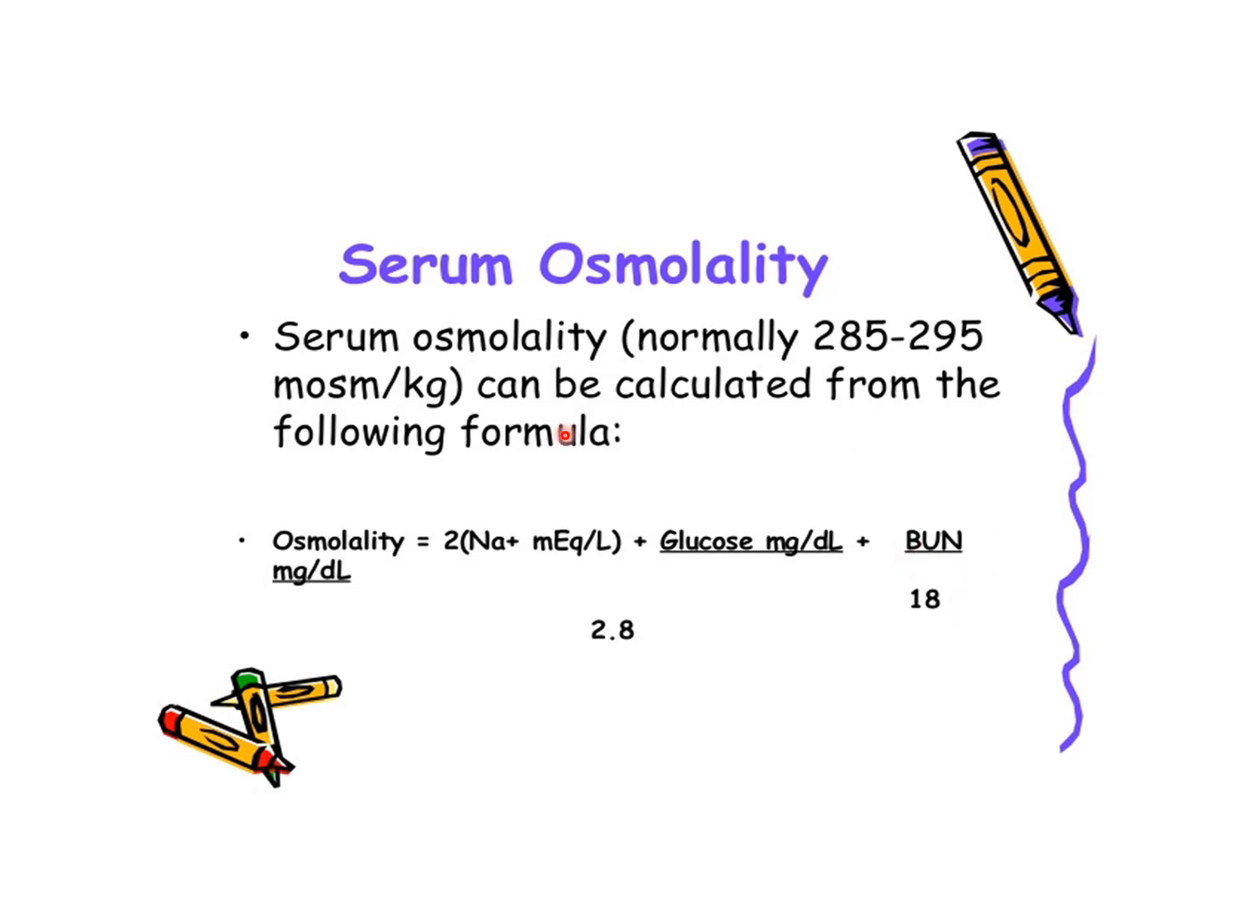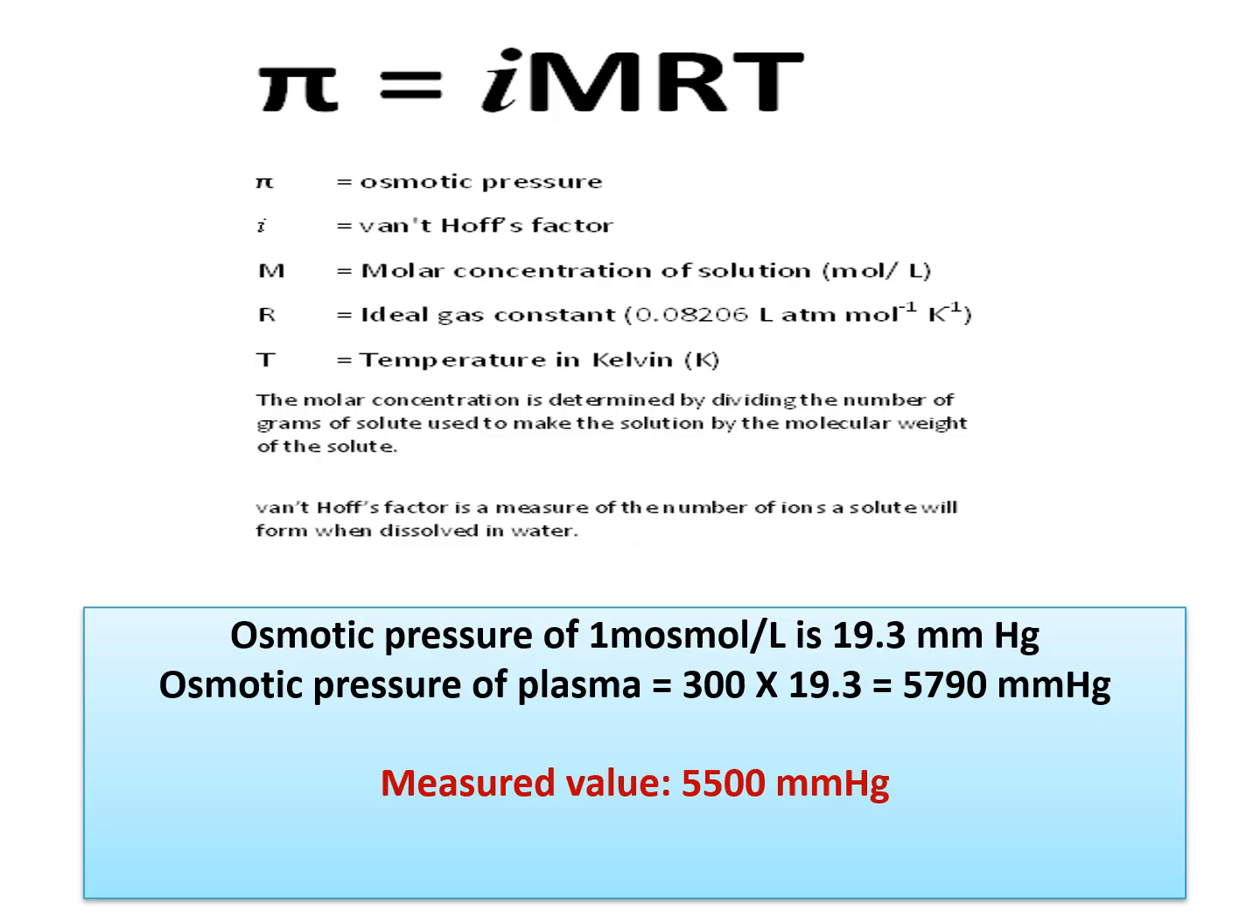So by this formula, clinically we have to measure the sodium concentration, glucose concentration and blood urea nitrogen concentration, and if we have these values available, we can calculate the osmolality of the plasma, which is very much needed to know the hydration status of a patient. Now we know the osmolarity of plasma. From this we can calculate the value of osmotic pressure of the plasma.